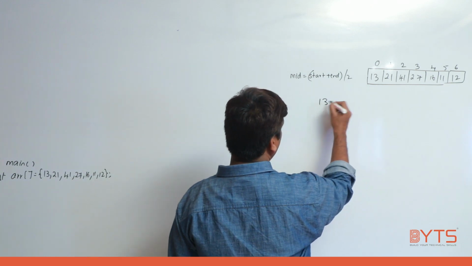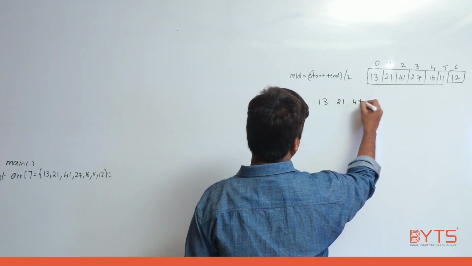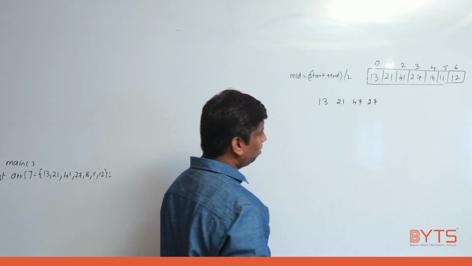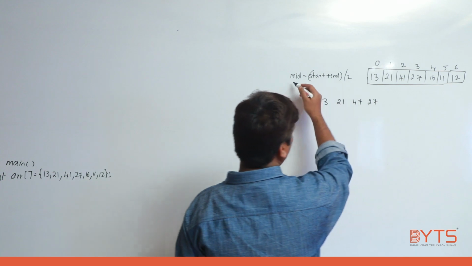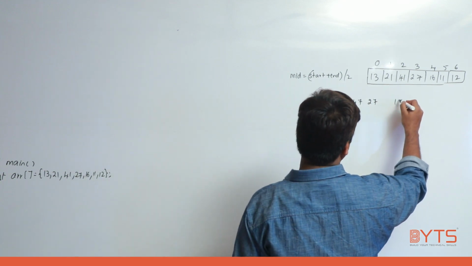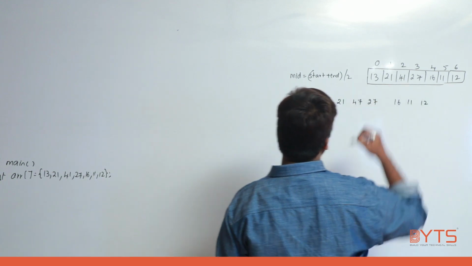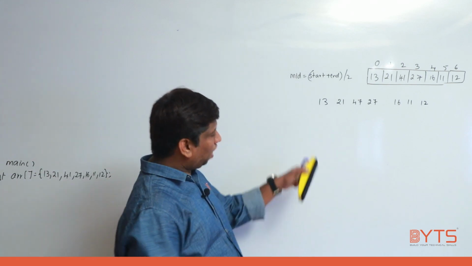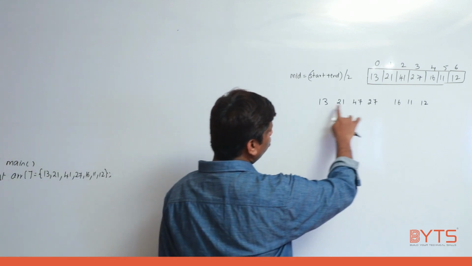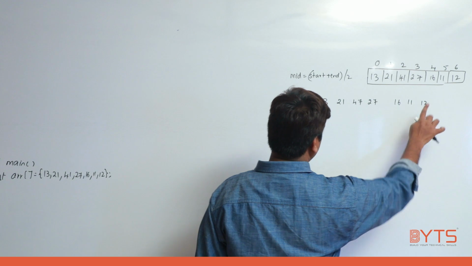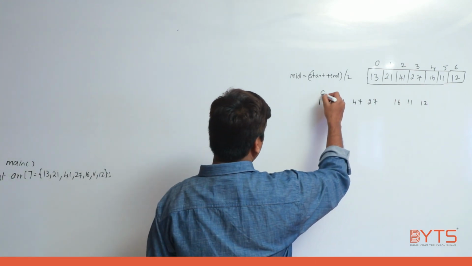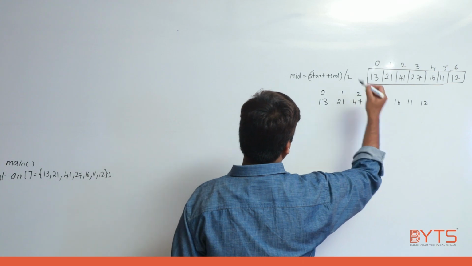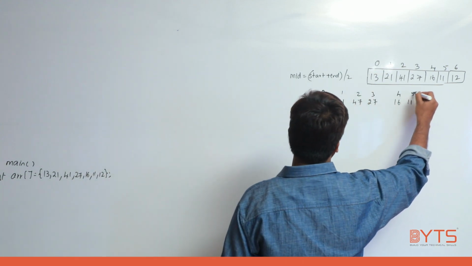So I will take this array into two parts. First part will be 13, 21, 47, 27. This is the first array. And the second array, because mid value is 3, will be 16, 11, 12. Now again I am checking whether 0 to 3 is sorted and 4 to 6 is sorted. No, not at all sorted. Then what will I do? This is 0, 1, 2, 3. This is 4, 5, 6.